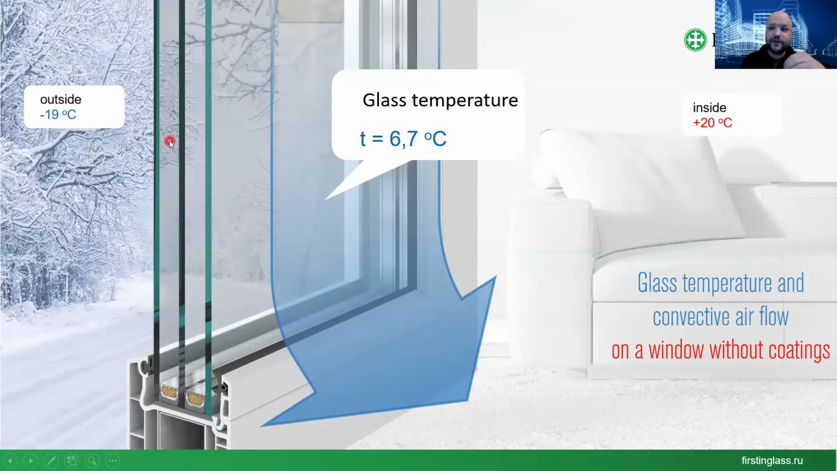On a triple IG unit without any coatings, the temperature of the inner glass will be about 7 degrees. That is cold, and that will also cause an inner convection inside the room. The air inside the room, when it comes in contact with the glass, cools down and goes down. And there you have it. You have air circulation inside your room.